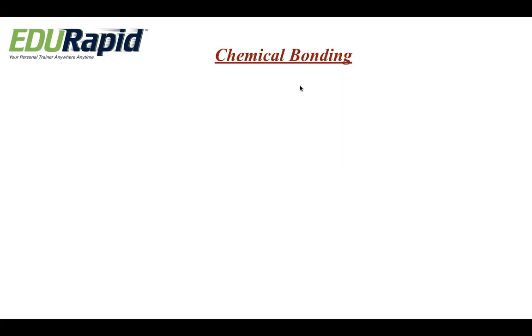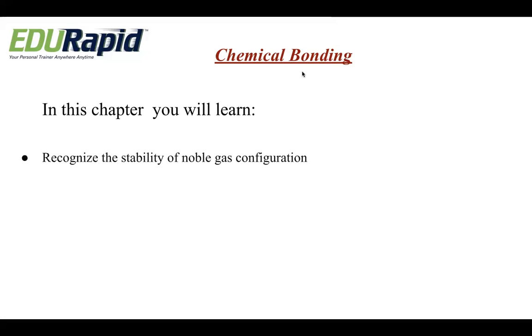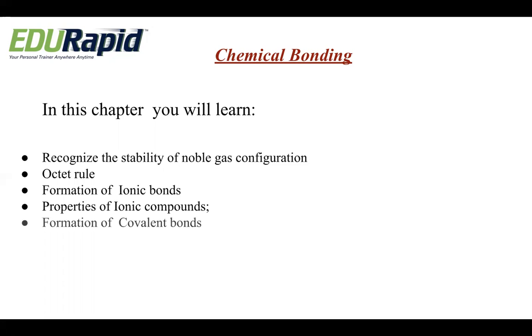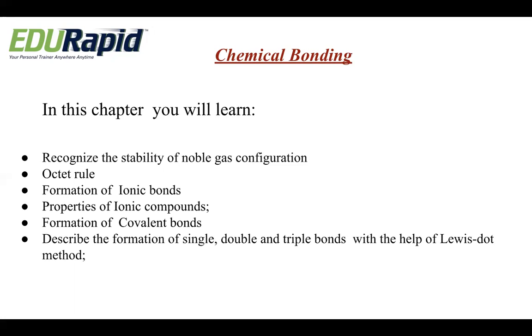We will start the chemical bonding. In this chapter, you are going to learn about recognizing the stability of noble gas configuration and the octet rule, formation of ionic bonds, properties of ionic compounds, formation of covalent compounds, describing the formation of single, double, and triple bonds with the help of the Lewis dot method, and lastly, you are going to study the properties of covalent compounds.